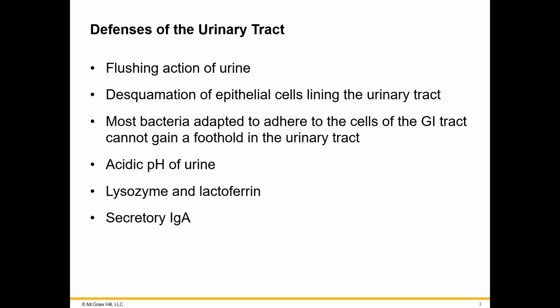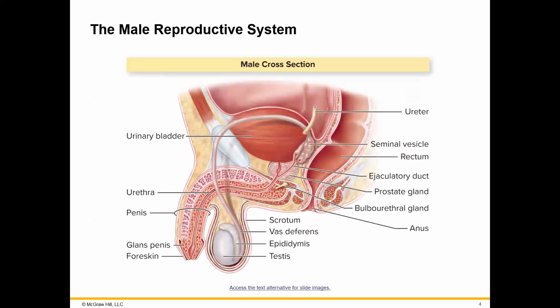Most of the bacteria that are in your GI tract aren't able to adhere at the level that would allow them to colonize your urinary tract because of the flushing action. So that helps. The acidic pH of urine also stops growth, lysozyme that breaks down peptidoglycan, lactoferrin that hoards away iron from the bacteria, and then secretory IgA because this is part of the mucosa.